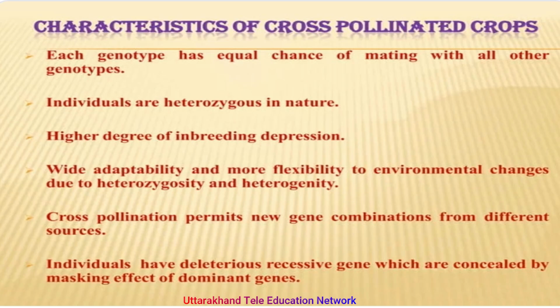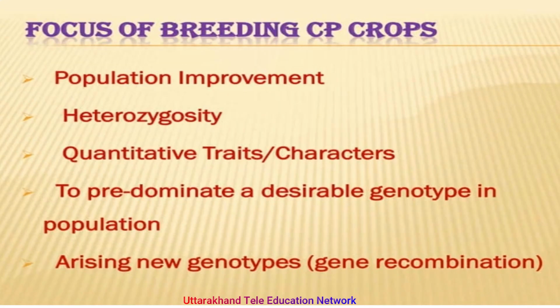Cross-pollination permits new gene combinations from different sources. Individuals have deleterious recessive genes which are concealed by the masking effect of dominant genes. Focus of breeding crops: population improvement, heterozygosity, quantitative traits, and desirable genotypes in the population, arising new genotypes or gene recombination.